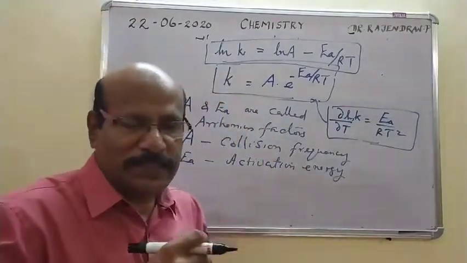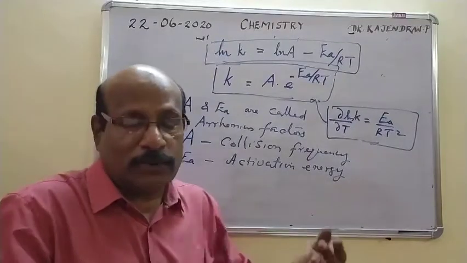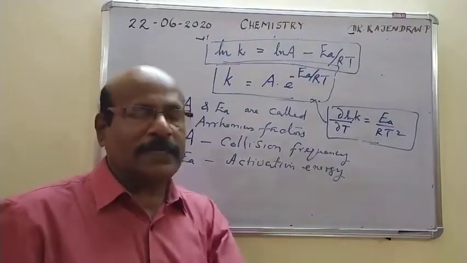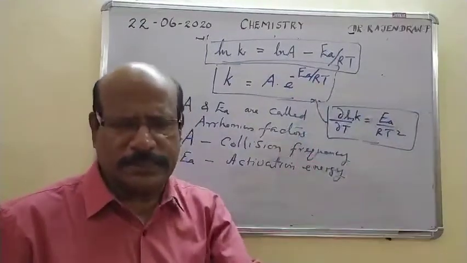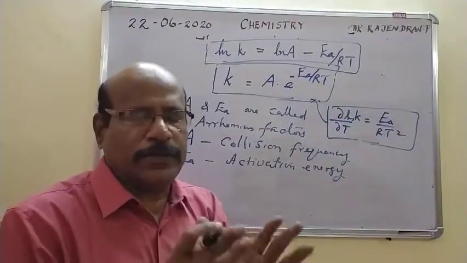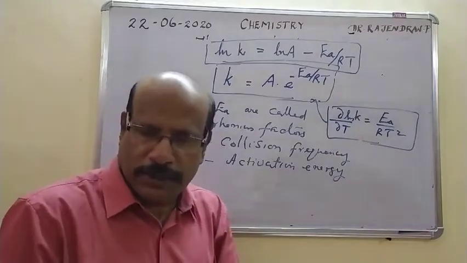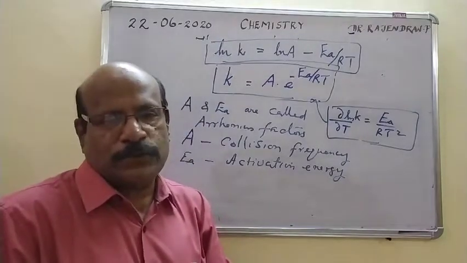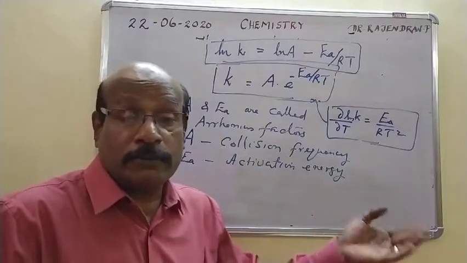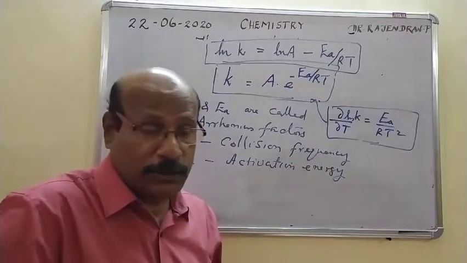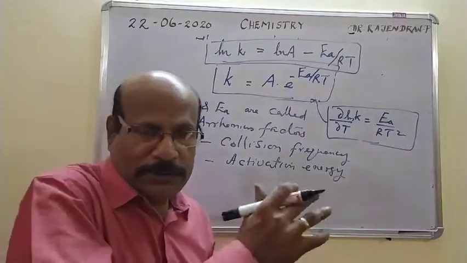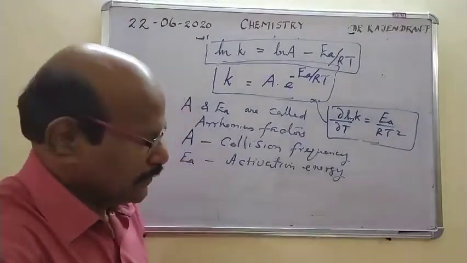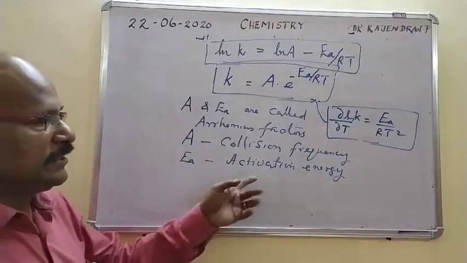That amount of energy or the extra amount of energy acquired by the reactant molecules, which is equal to or greater than the threshold energy to undergo chemical reaction, is known as activation energy. So on heating the system, more and more molecules acquire the threshold energy, or they get activated, and thus the rate of the reaction increases.